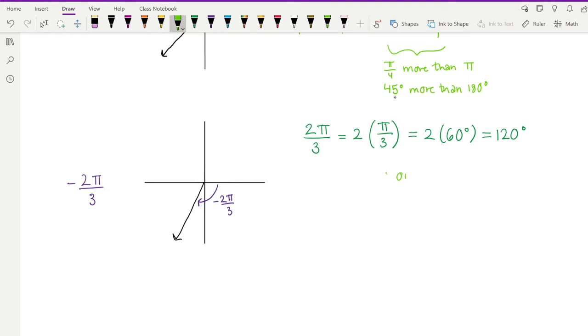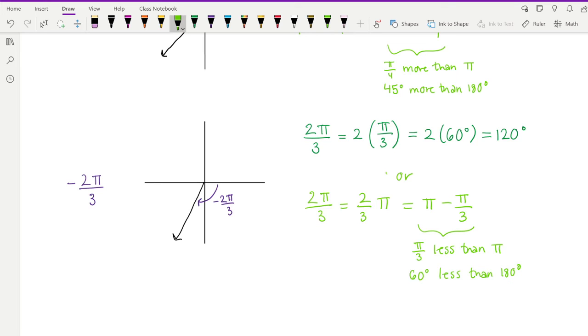Just to go through doing it the other way, we could also think of 2 pi over 3 as being 2/3 of pi, right? So 2/3 of a number is like 1/3 less than the number. It's like you're missing 1/3. And if you're missing 1/3 of pi, that's the same thing as pi minus pi over 3. 3 pi over 3 minus pi over 3 gives you 2 pi over 3. And so we can think of this as pi over 3 less than pi, which is the same thing as 60 degrees less than 180. And so 60 degrees less than 180 would be 120. And again, we're doing it negative, so it'd be negative 120. And that's exactly what we drew here.